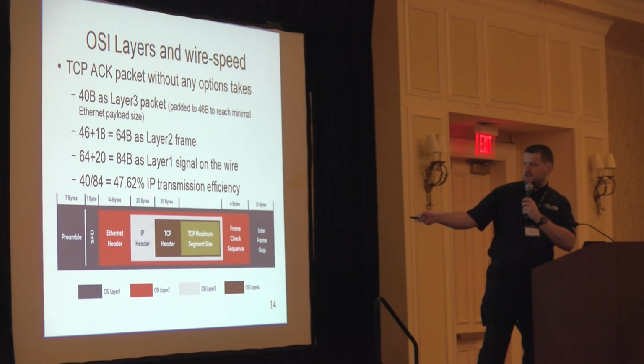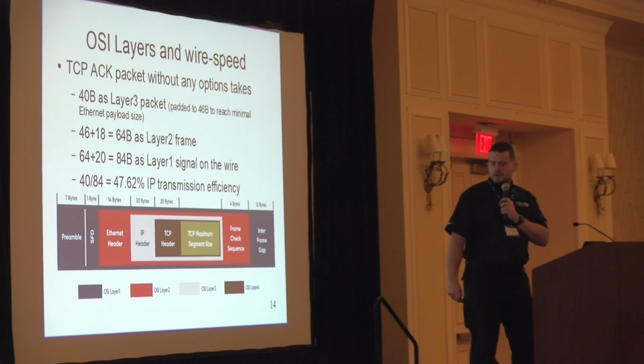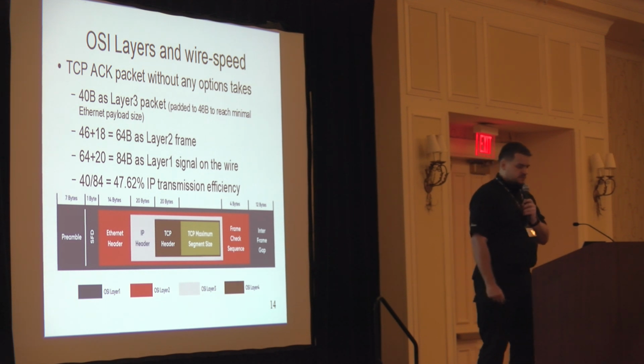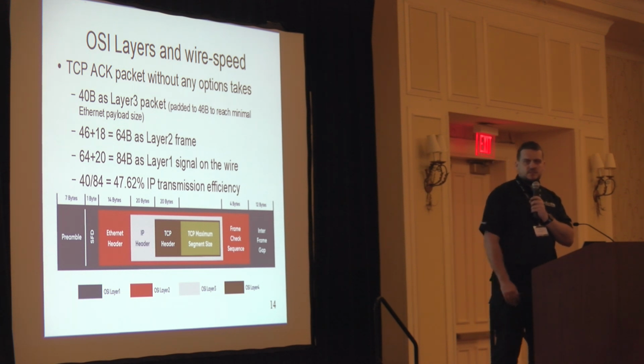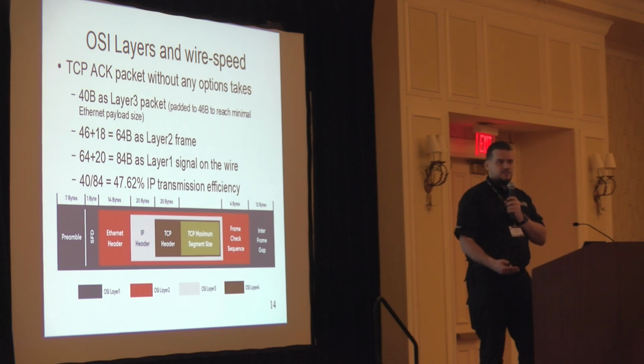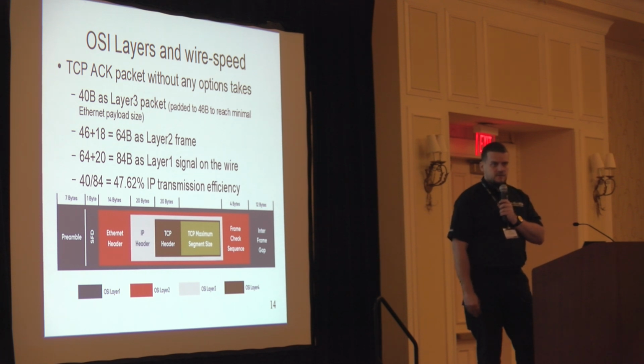Then there's the IP header, another 20 bytes. Then the TCP header, and the actual data that you're sending here is quite small. So if we take a look at this packet over here, if you want to send only TCP Acks, you actually can use 47.62% of your actual wire speed for your TCP data.